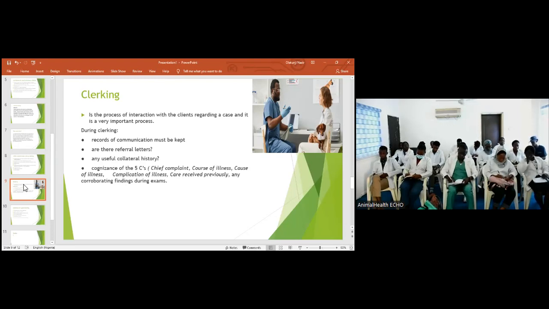And then you must also be able to have a communication with that vet. Don't fight any vet. We are all the same profession. You should be able to place a call to the referring vet and ask about the case and all that. So during clerking, records of communications must be kept. And when I say records of communication must be kept, it's like your interaction with the client at that point in time, the questions that you are asking, and the answers being given, you must be writing them down. You must be writing them down. And I will repeat it, you must be writing them down.